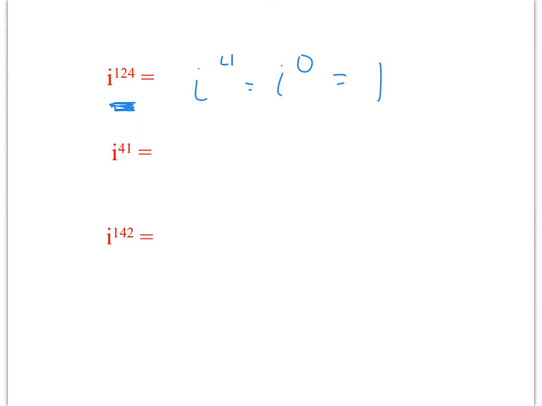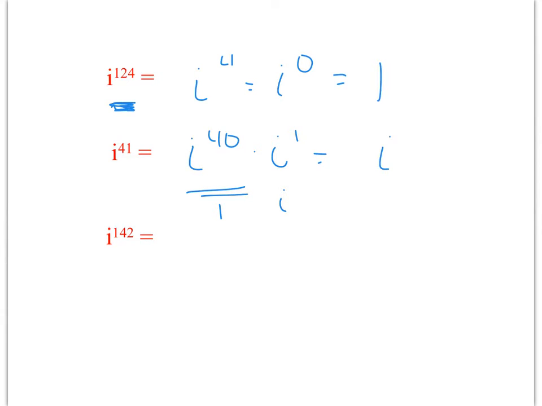i to the 41st power. The biggest multiple of 4 that goes into 41 is 40, so we can think of this as i to the 40th times i to the 1st. Well, i to the 40th is just 1, and i to the 1st is just i, so this equals i.